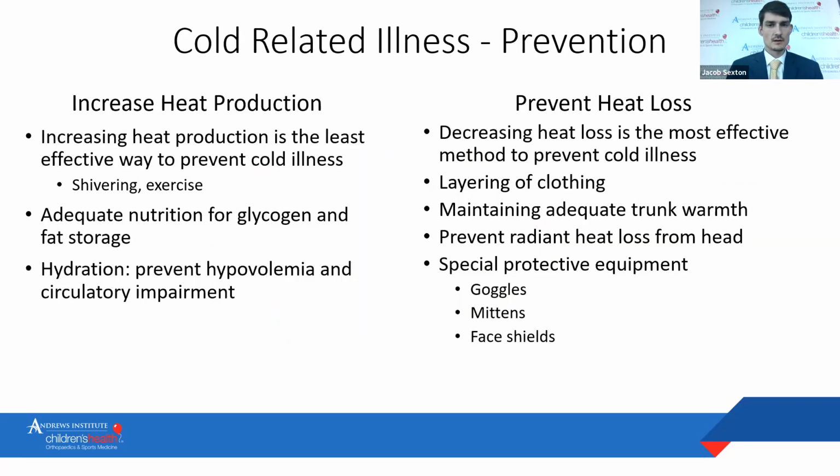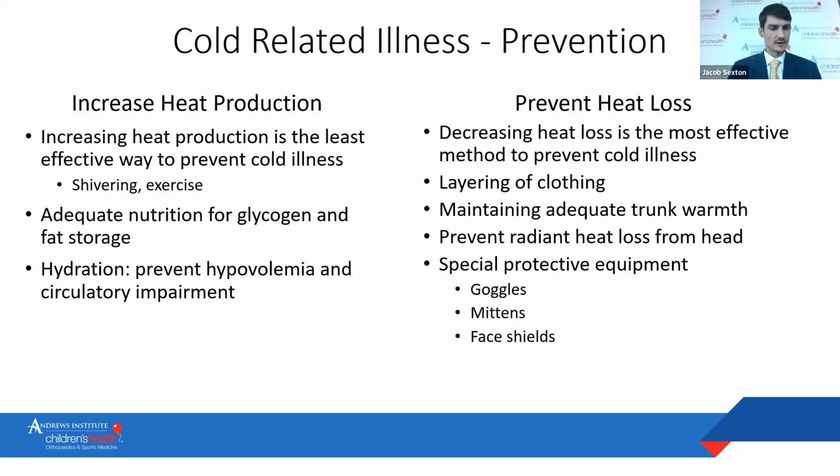So how do we prevent cold-related illness and how do we produce our heat? We do it by two different methods. First is, of course, to increase your own heat production. But unfortunately, increasing heat production is the least effective way to prevent cold-related illness. This is your shivering and your exercise. Another way to increase heat production, as we discussed earlier, is adequate nutrition in order to have appropriate glycogen stores and fat storage, so you have plenty of excess energy reserves to promote shivering and heat production during activity. And then, of course, hydration is always important to help prevent underlying hypovolemia and circulatory impairment.